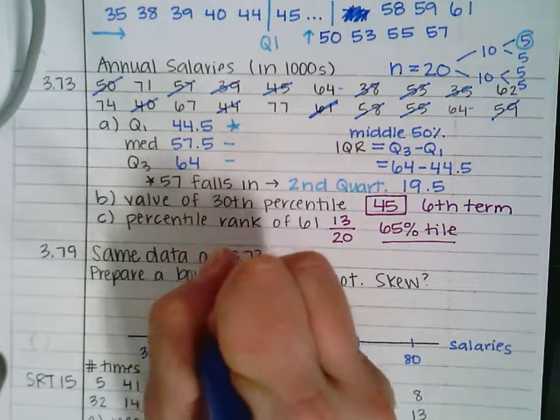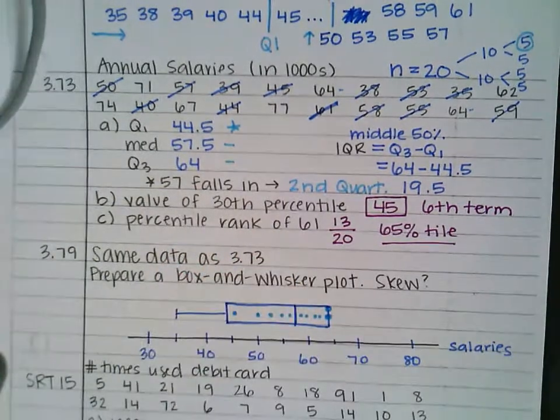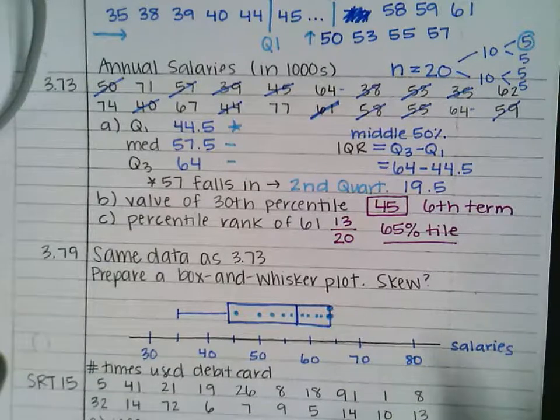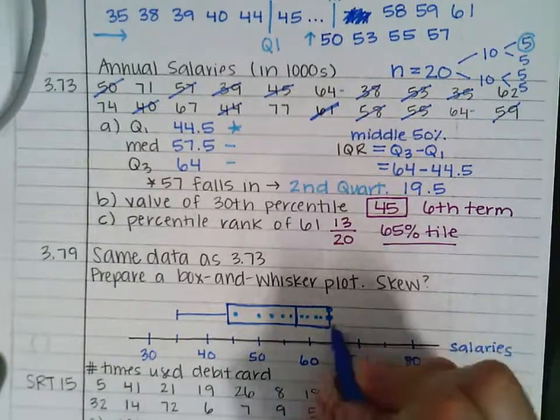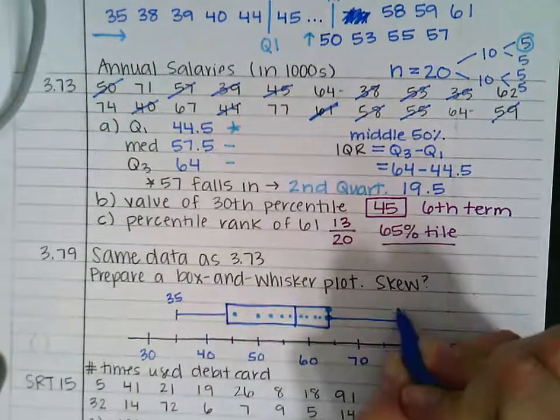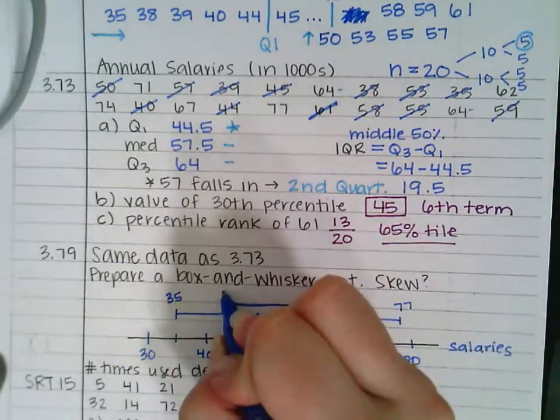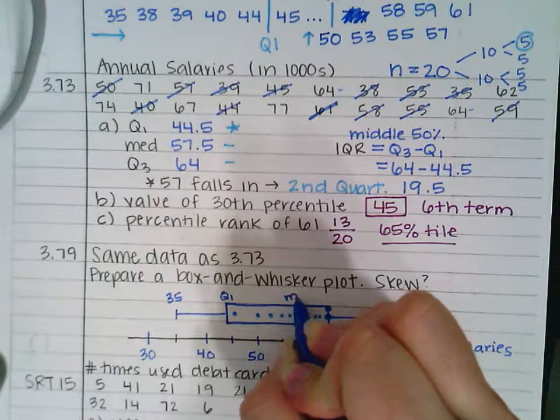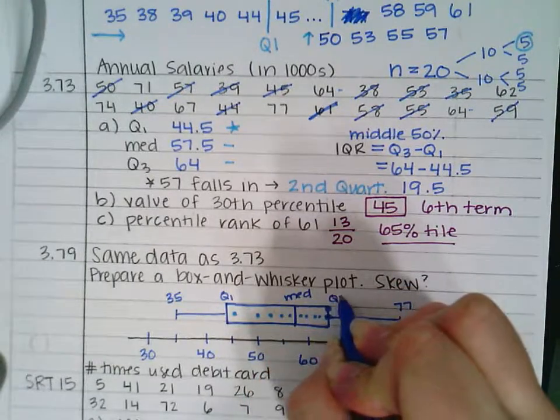Then your little whisker goes down to 35, not to your fence. Stop with the fence stuff, okay? And then to 77. This is Q1, median, Q3.